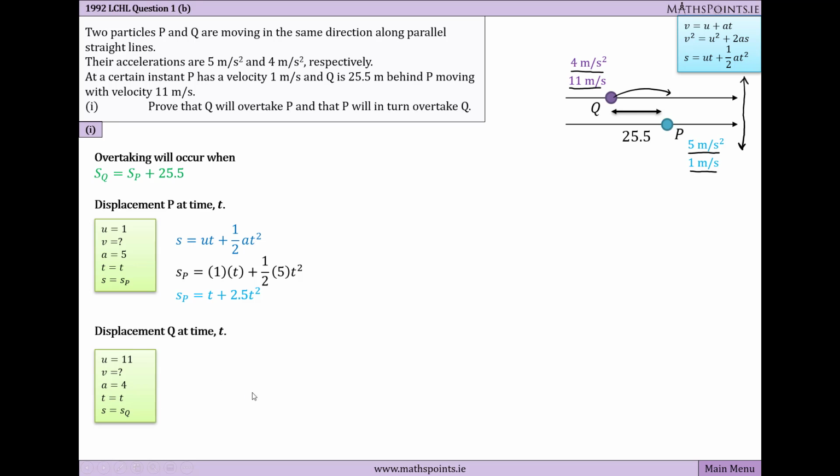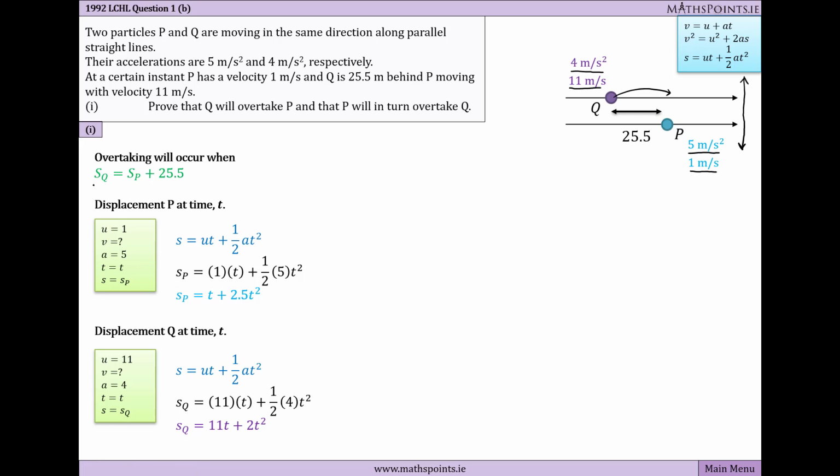This time particle Q has an initial speed of 11. It has an acceleration of 4. Again, the time is T, and the labeling we'll use for the displacement of Q is S of Q. Subbing them into the same formula, we get S of Q is equal to 11T plus a half times 4T squared. And again, this is a formula that if we subbed in various values of T, we'd find the displacement of Q, or the distance traveled by Q, after a particular time.